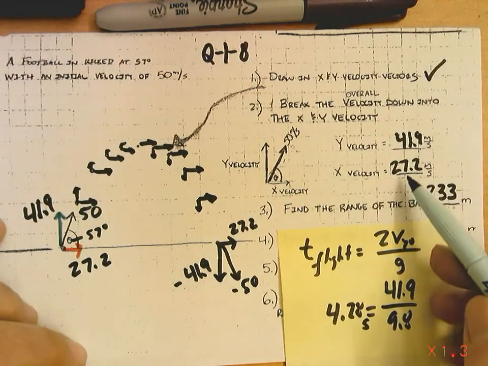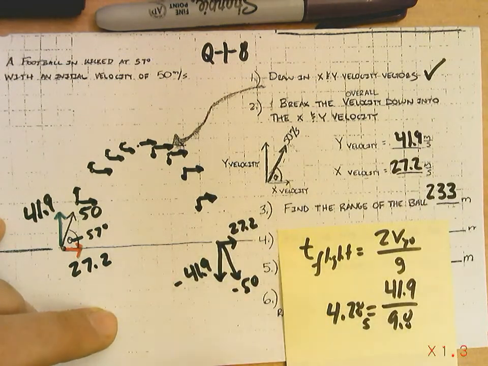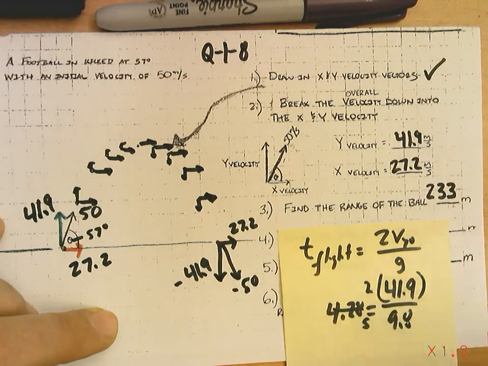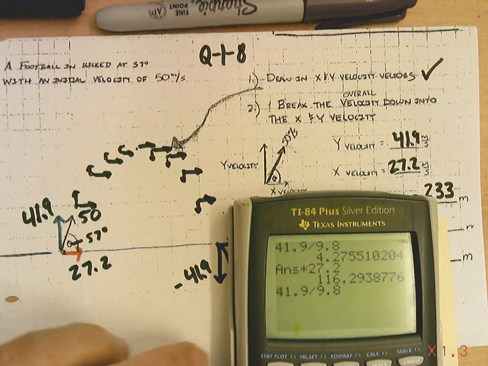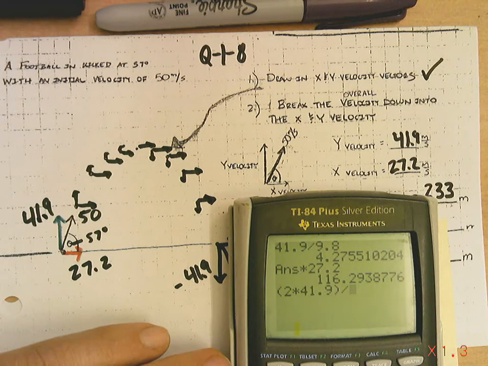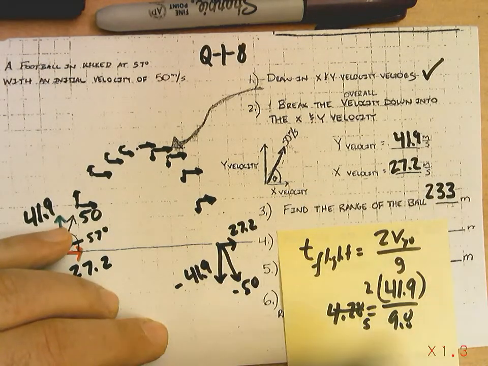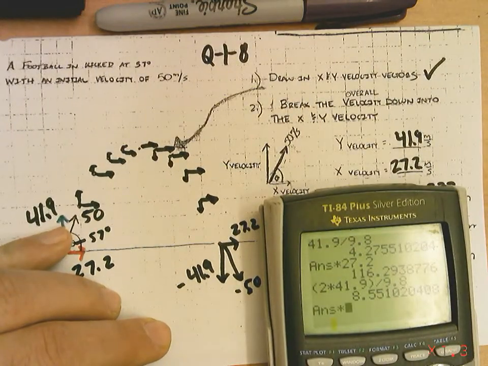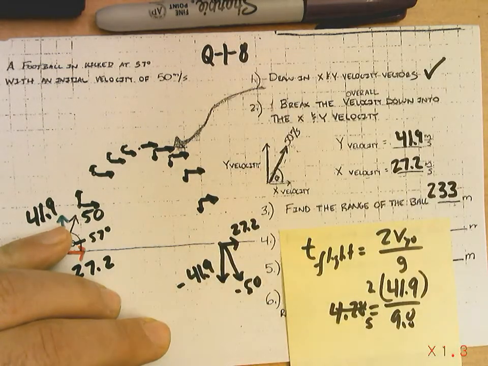And we can multiply that times our x component, 27.2, and then we can find our... let's see what I did. I forgot to multiply by 2. So let's go back, and we'll add that in here. 2 times 41.9 divided by 9.8. That's 8.55. And then we'll multiply that times the x component, 27.2. There, we got matching now. 232.5. Close enough to 233.